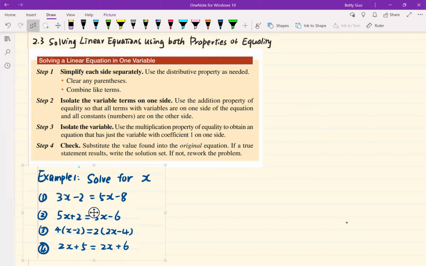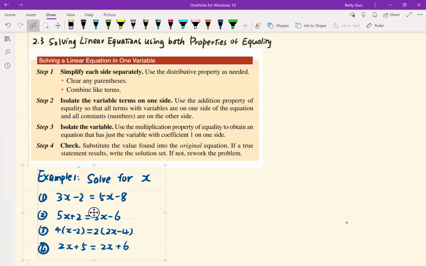In this video, we are going to cover section 2.3, solving linear equations using both properties of equality. It means addition property and multiplication property. We learned the two properties on Tuesday. We have a guideline here that we can follow when we need to solve a linear equation in one variable.